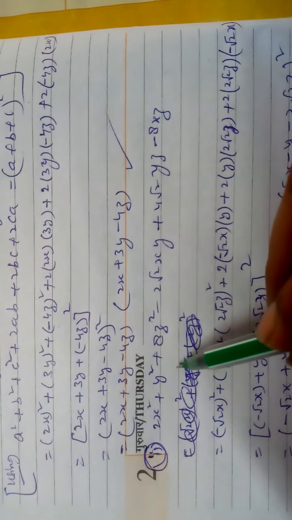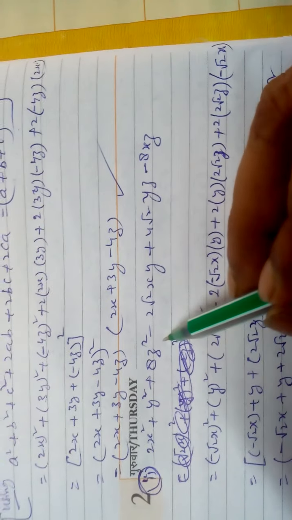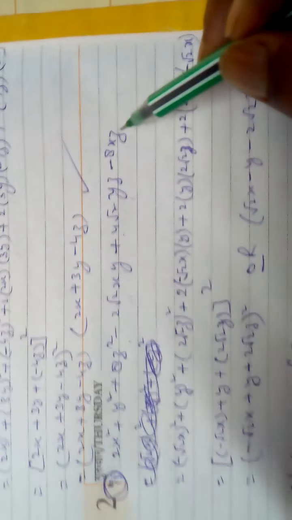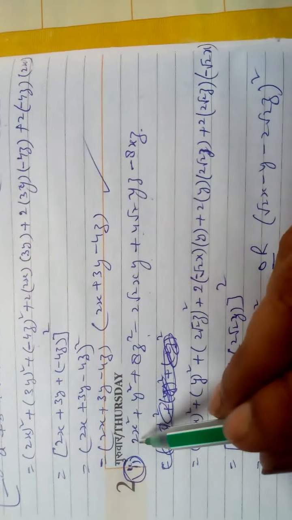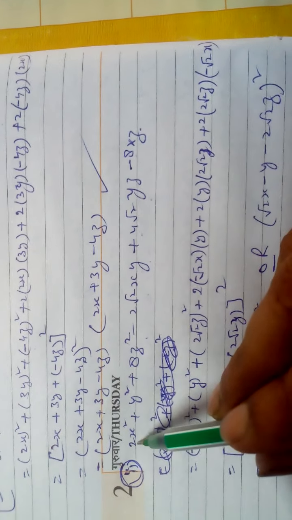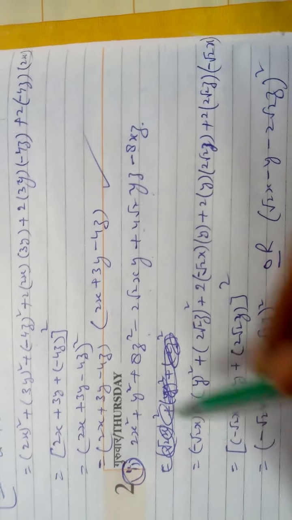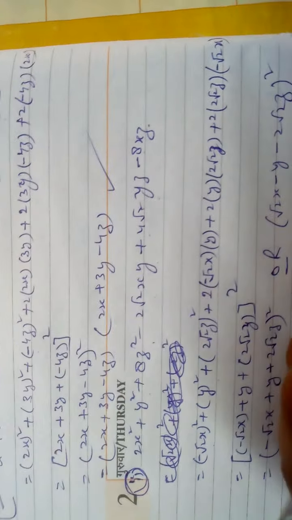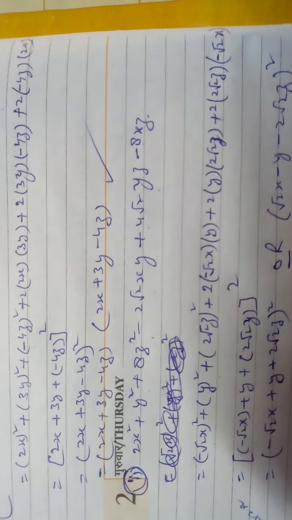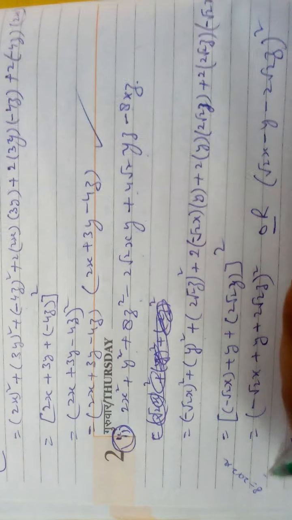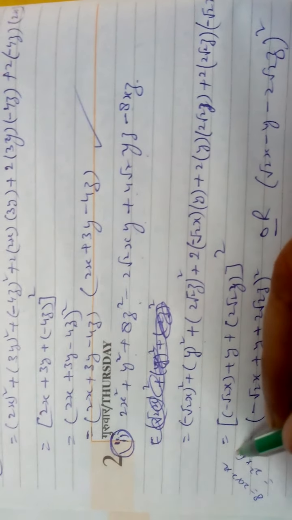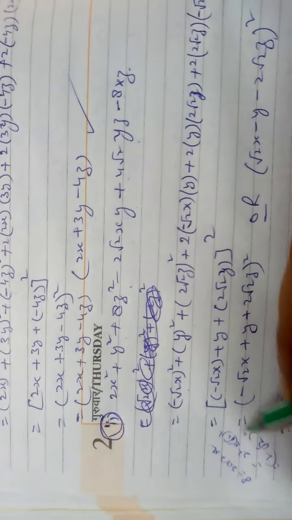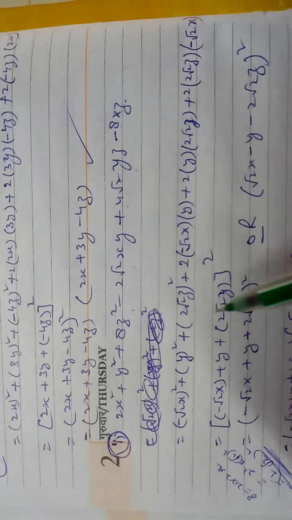2x square plus y square plus 8z square minus 2 root 2 xy plus 4 root 2 yz minus 8xz. You see here, 2 is not a square of any number. So what is the square of root 2? Root 2x whole square, y square. 8 is not a perfect square. 8 will be 2 into 2 into 2. So you can write 2 square into root 2 square, it is 2 root 2 whole square. So 8 can be replaced by 2 root 2 whole square.